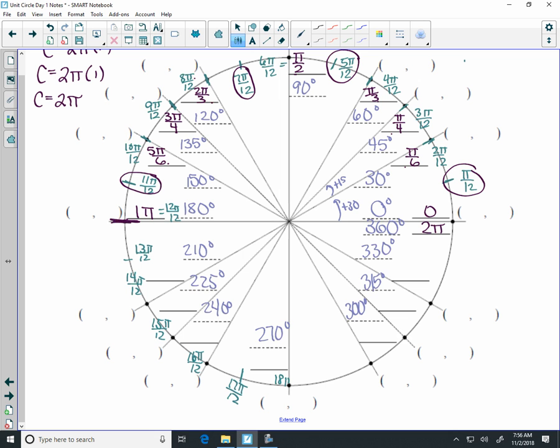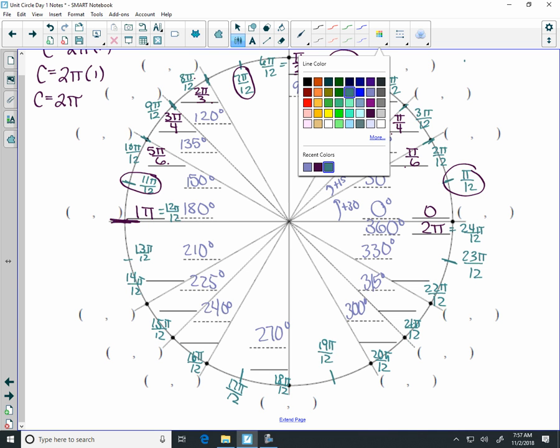18 pi over 12 is a 270 straight down. 19 pi over 12 is one that we won't memorize. At 300, 20 pi over 12. 21 pi over 12. 22 pi over 12 is equal to 330. 23 pi over 12 does not reduce. And 24 pi over 12 is equal to 2 pi.